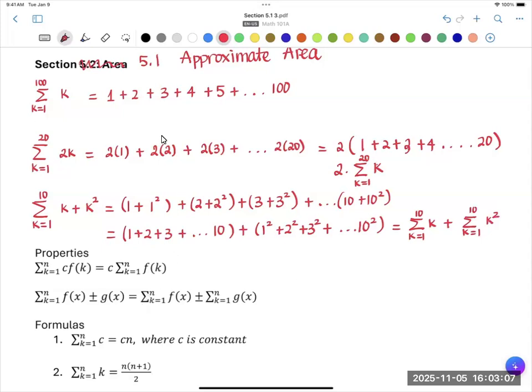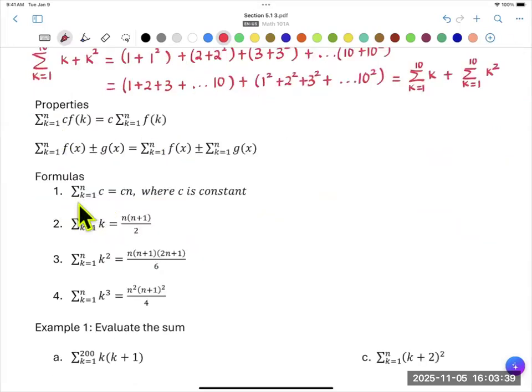Now we're going to look at the formulas. How do we put in the formula to find out what the sum of this is quickly? The first formula we will have is the summation of a constant. If you have a summation of a constant, then that's going to be equal to the constant term times how many numbers you want to go up to, okay?